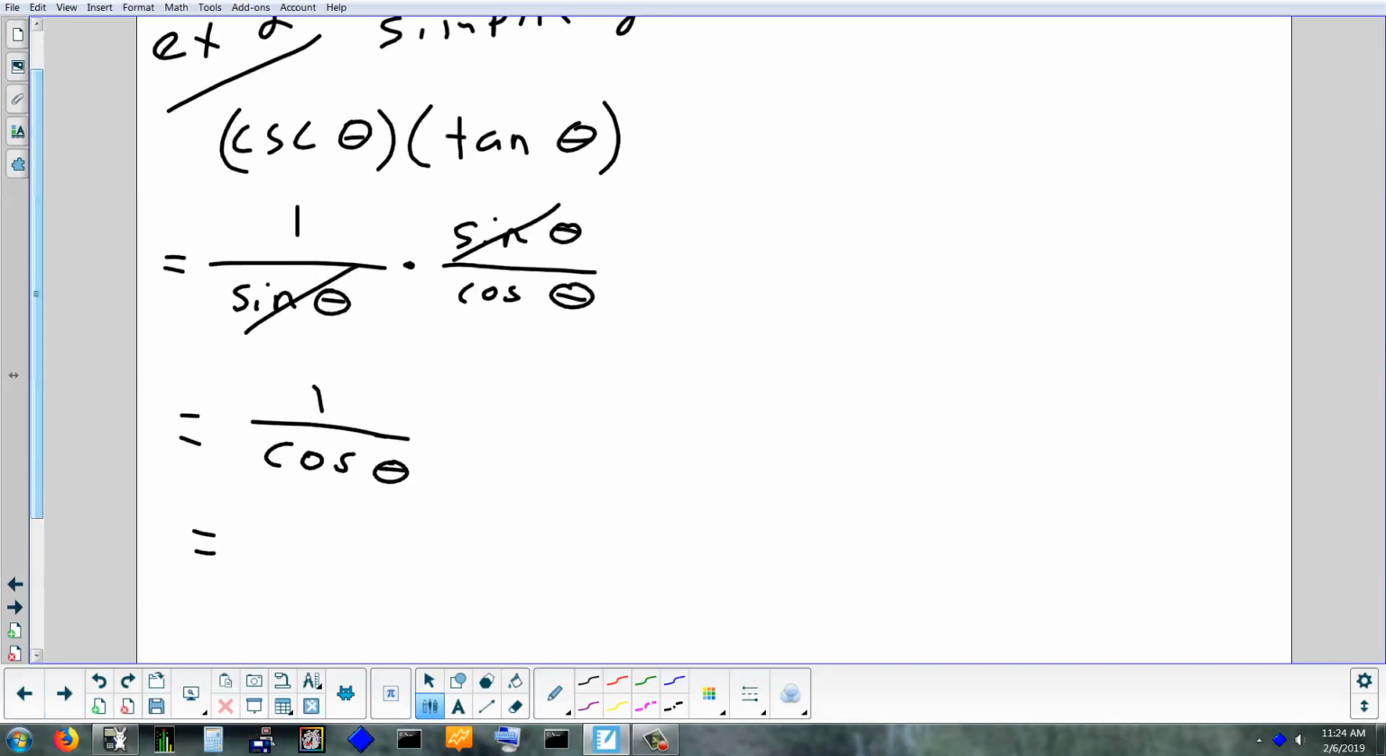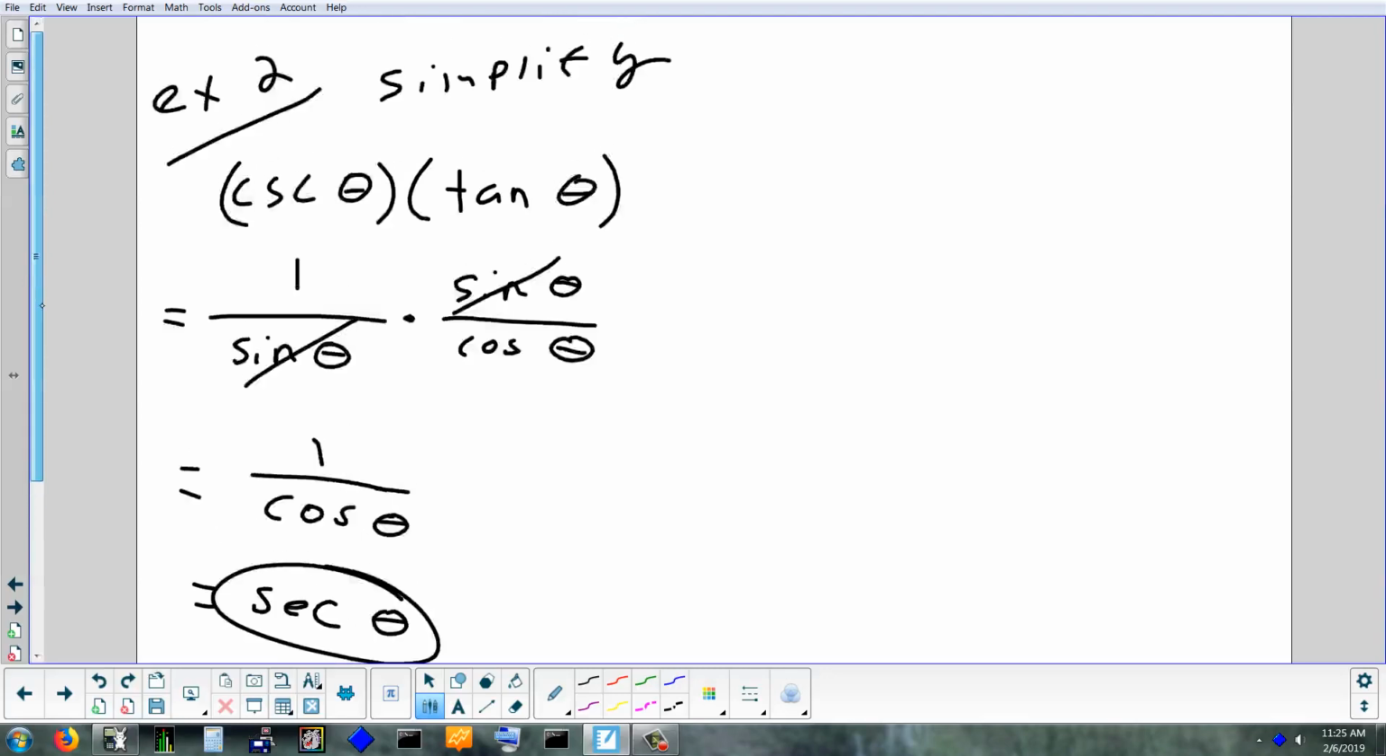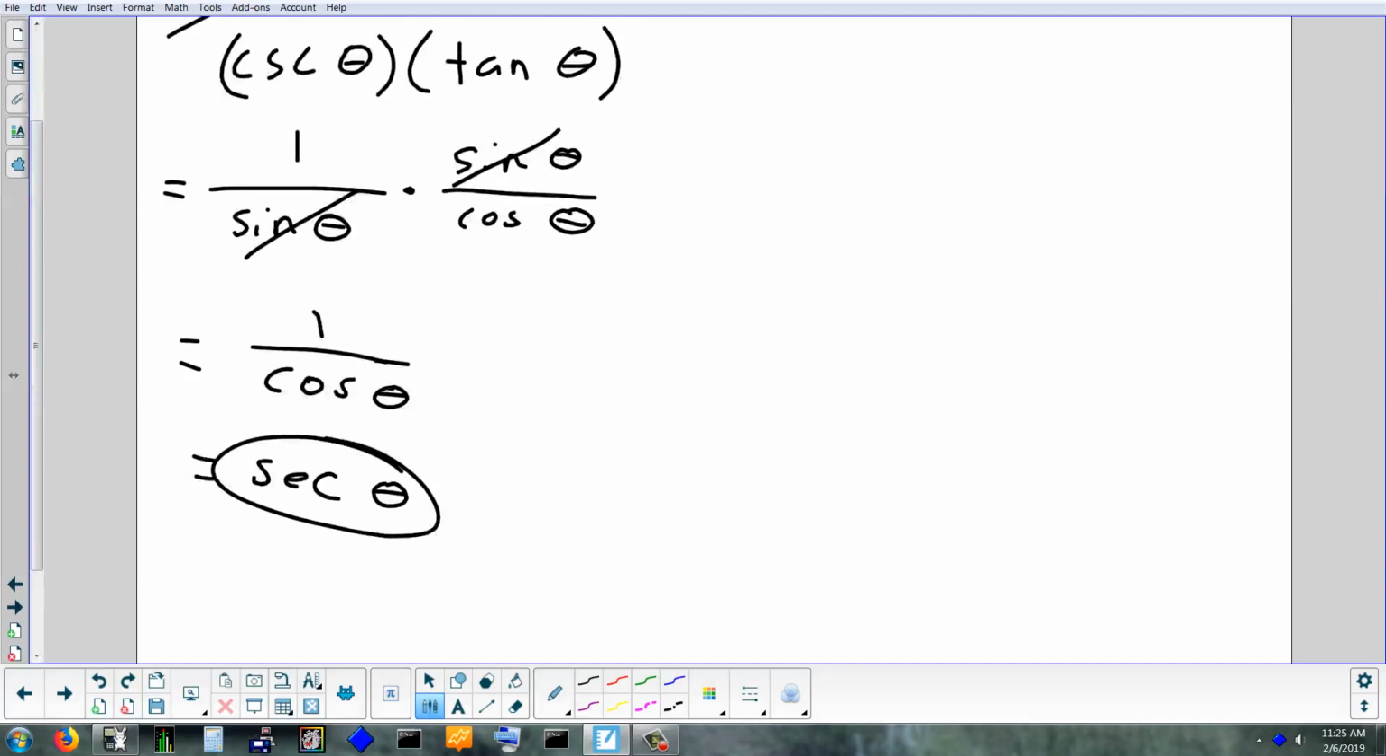Now you could argue, am I done there? I would say if you could write this so it's not a fraction, then that's simpler than a fraction. So what is 1 over cosine the same as? Secant. And now I would say you're done. You've got a single trig function all by itself with no arithmetic. There's nothing else you can do with that. Secant. Okay, questions on that one?